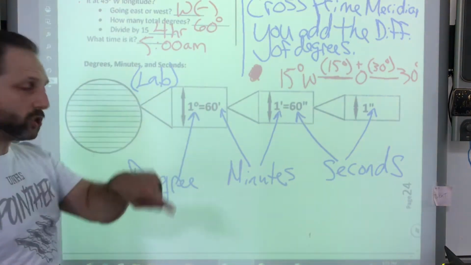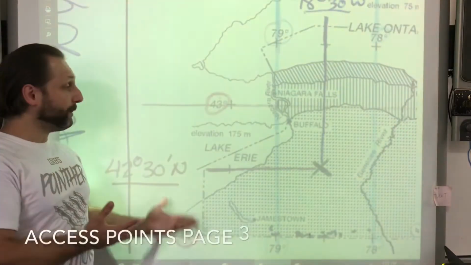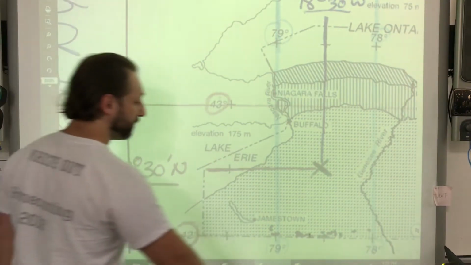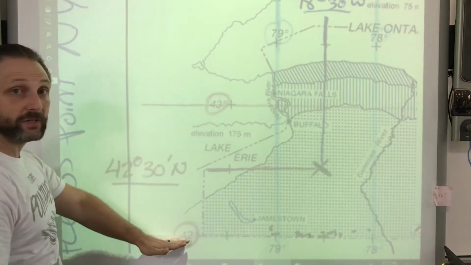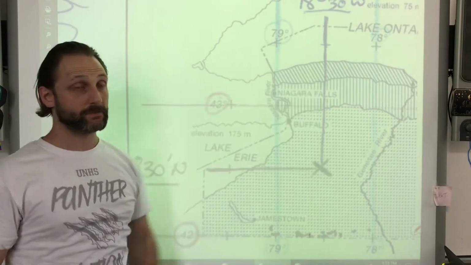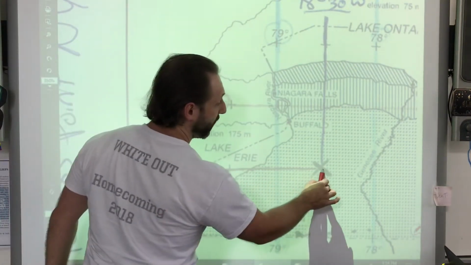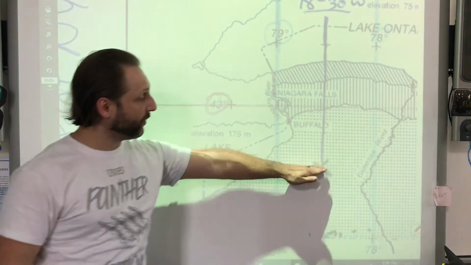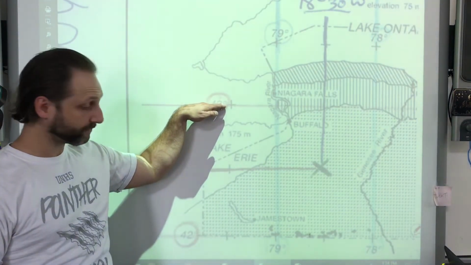So now let's jump into our access point. Let's jump into this map and talk a little bit more about how minutes and seconds work. So here I have my latitude lines. I have 42 degrees north, 43 degrees north, which I've labeled on the opposite side of this map. Now, if I were to see a point, and I've labeled it with this green X, this point sits about halfway in between 42 degrees and 43 degrees.